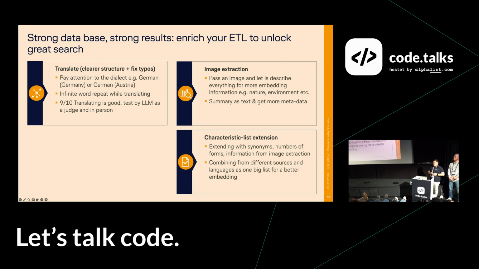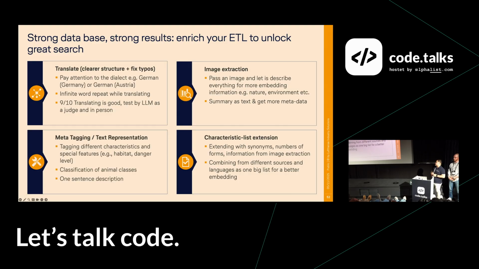Next one is the characteristic list extension. So we extend it with synonyms, for example. We have a characteristic list from the animal, but then we extend it with synonyms, number forms like singular and plural, and also have the information from the image to add on this list. We're also combining from different sources and languages for a bigger list. Therefore, we have a really good list of characteristics for our search and embedding afterwards.